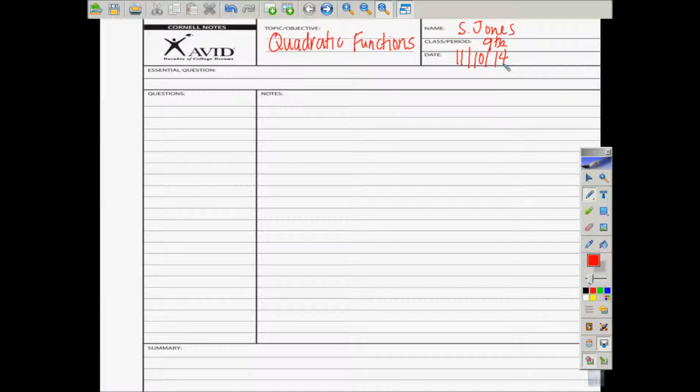Okay. Our essential question is, how can I write a quadratic function and understand all variables? All the variables? What would it be?